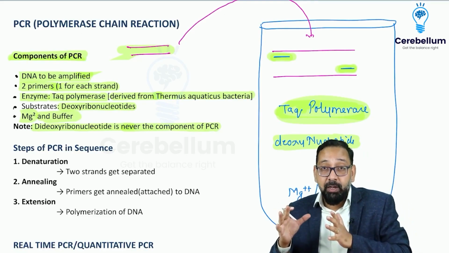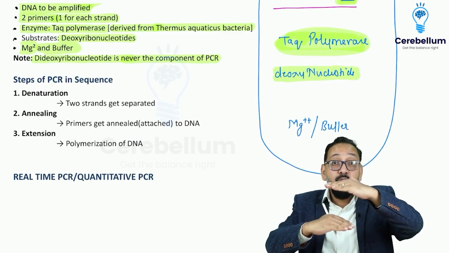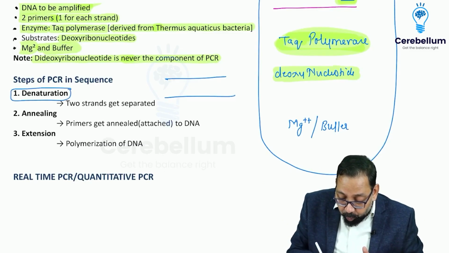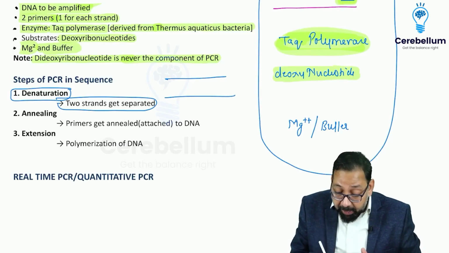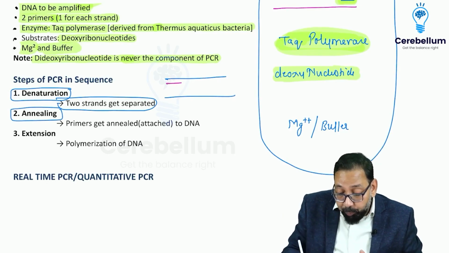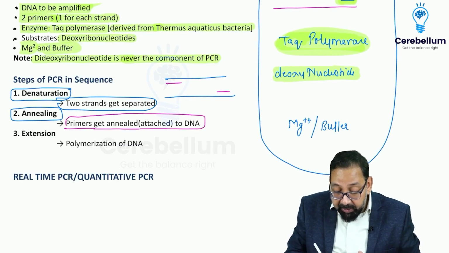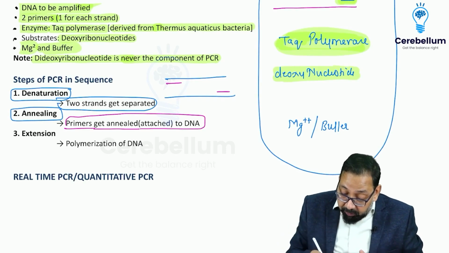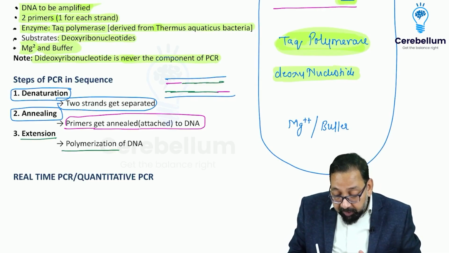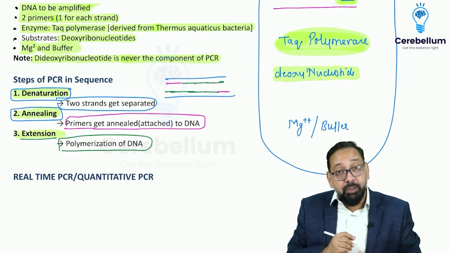Now we started PCR. In PCR, we heat the test tube. When we heat, two strands are separated. That is called denaturation. Now, the second step is annealing. We decrease the temperature. When we decrease the temperature, two types of primer attach to it. So primers get annealed, attached to DNA. Then Taq polymerase will come and synthesize this DNA, and this is called extension, polymerization of DNA. So the sequence is denaturation, annealing, and extension.